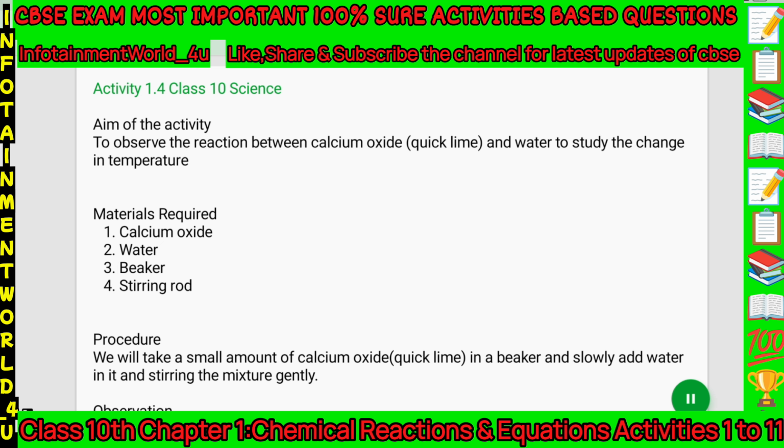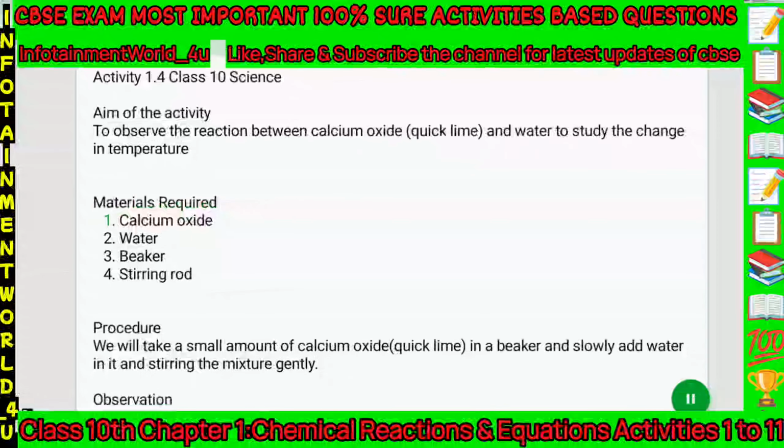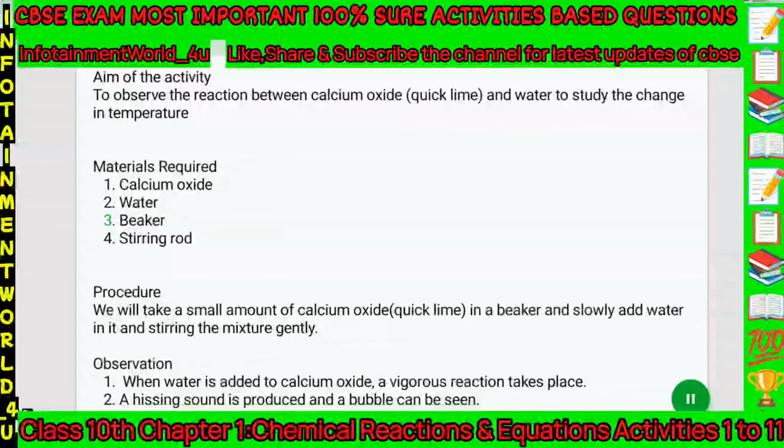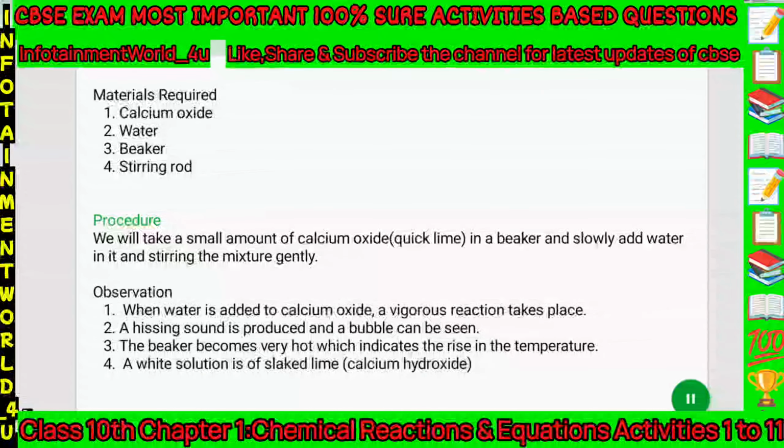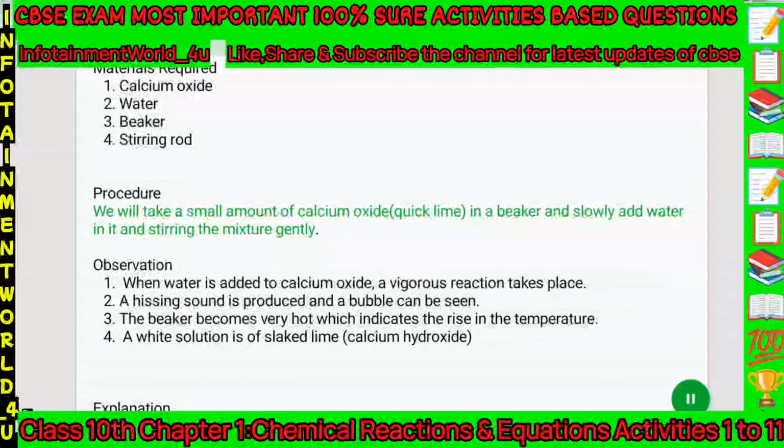Activity 1.4, Class 10 Science. Aim of the activity: to observe the reaction between calcium oxide, quicklime, and water to study the change in temperature. Materials required: 1. Calcium oxide. 2. Water. 3. Beaker. 4. Stirring rod. Procedure: we will take a small amount of calcium oxide, quicklime, in a beaker, slowly add water to it, and stir the mixture gently.